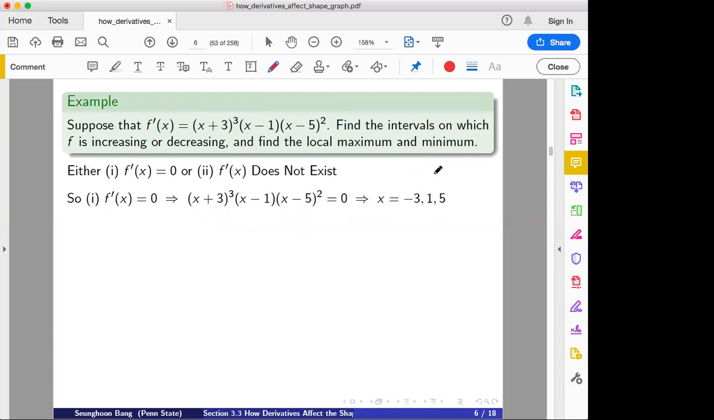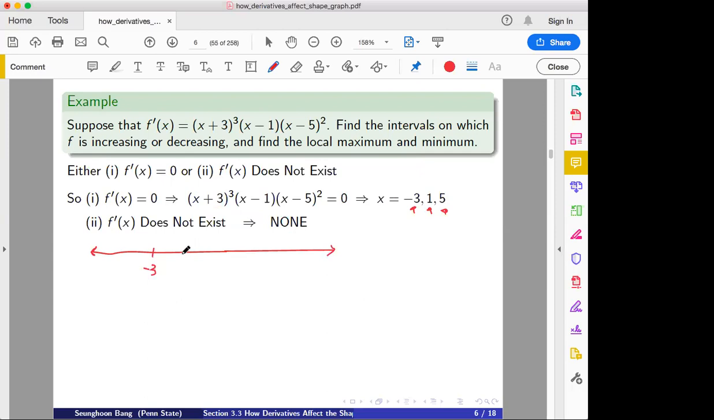We have 3 points. Now, where does f prime of x not exist? In this case we don't have a denominator, so f prime of x always exists, and we don't have a second part. So how do we check increasing or decreasing? You have to use a number line. You can draw the line like this. You just plot the 3 points here.